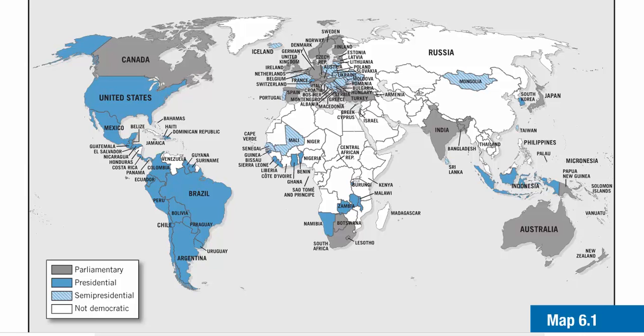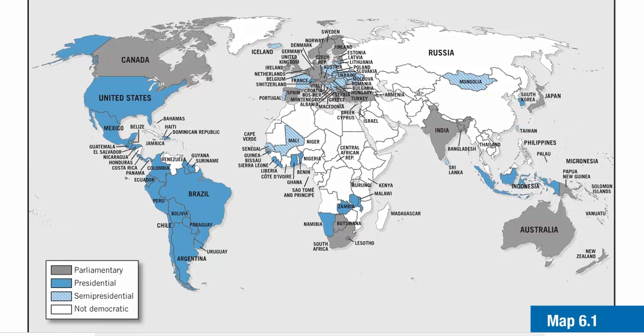Hello everyone. So here we see a world map showing the different types of democracy, and that's our topic for this lecture. Many of us will be most familiar with presidential democracy, which you can see here on the map in dark blue. The US is obviously a presidential democracy, as are most of the states in the Americas. Outside of the Americas, however, presidential democracy is rare.